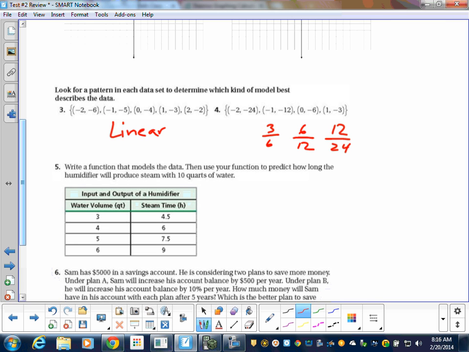So what is that one? Exponential. Really and truly, if you look at these numbers, both of these are negative. It's really negative 3 over negative 6. It's really negative 6 over negative 12. It's really negative 12 over negative. Why didn't I put the negatives in there?